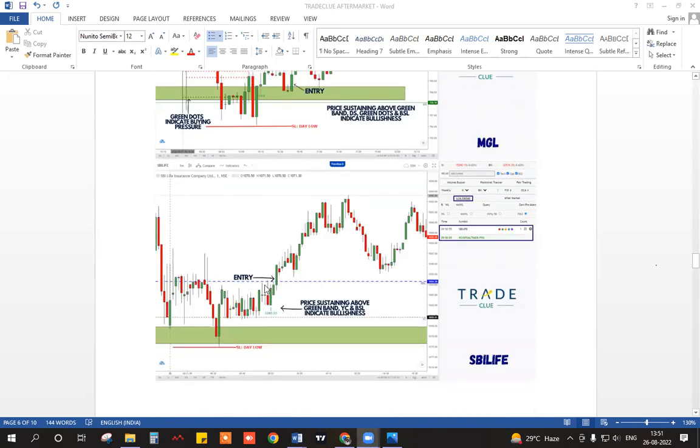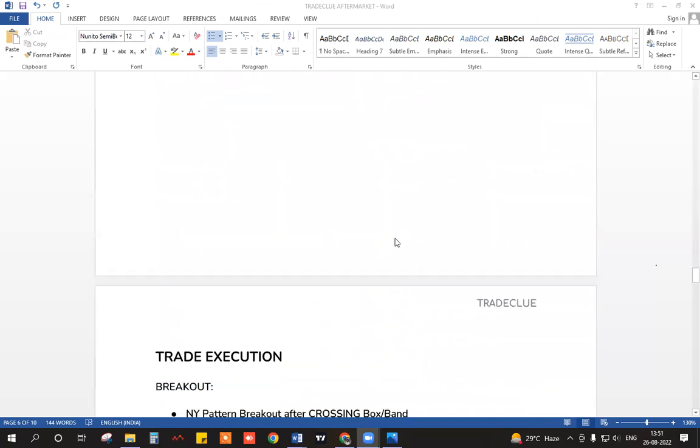Similarly, see SBI Life, always in a range bound situation over here. Once a breakout candle comes, you can take your trades over here, keep your SL below this. So these alerts had come during the last month or so. So that is the thing you need to follow.